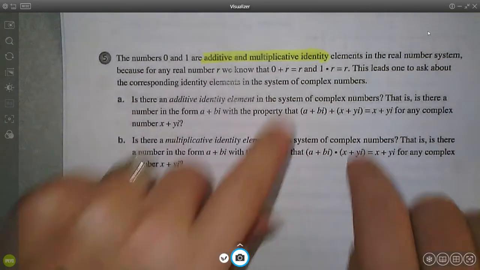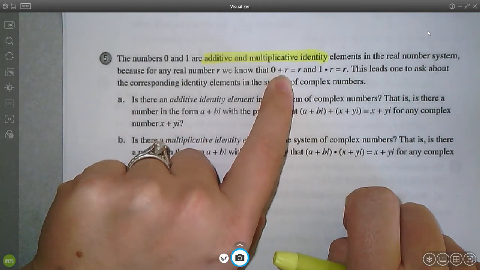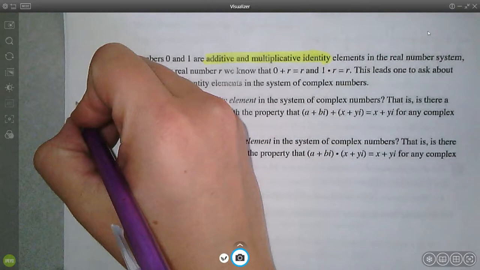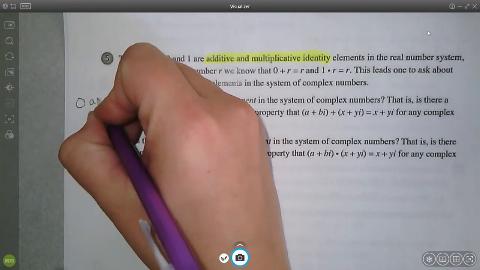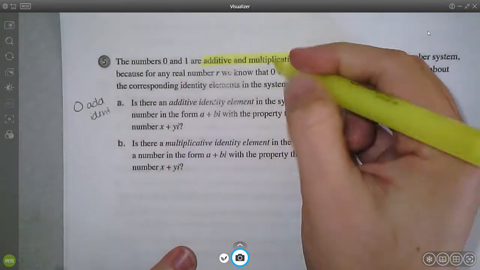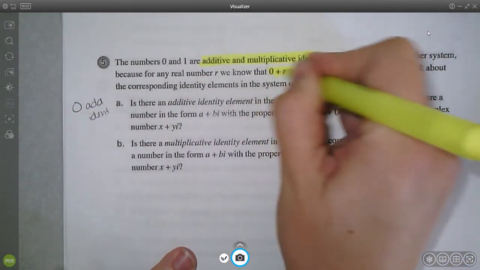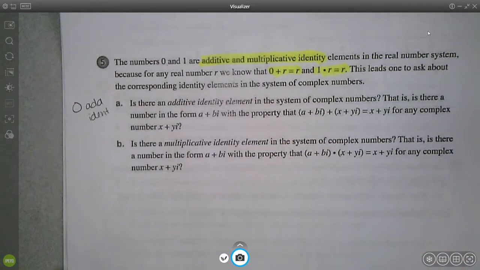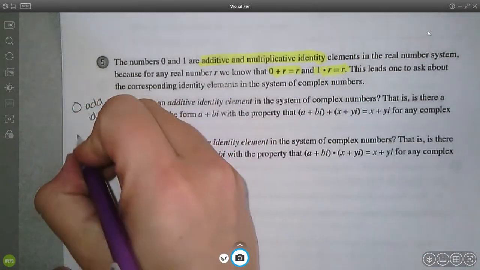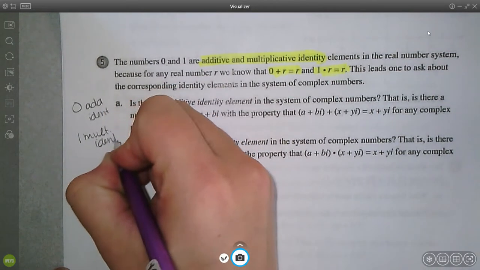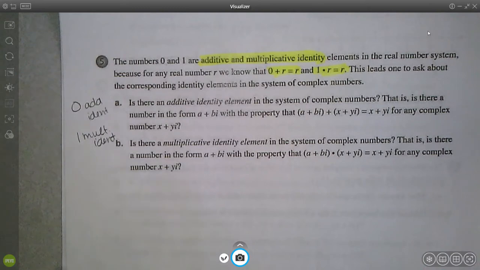So for example, if you take 0 plus r, you get r. So 0, I'm going to write this over here. So 0 is the additive identity. And then if you take 1 times r, you get r. So 1 is the multiplicative identity. And this is nothing new. You learned it way back, I don't know, middle school probably.